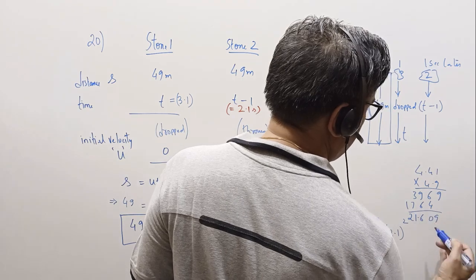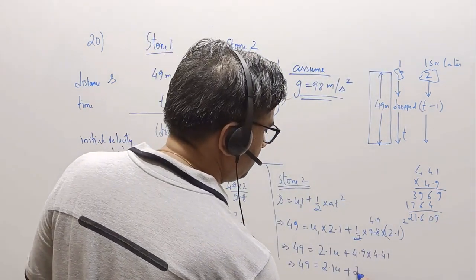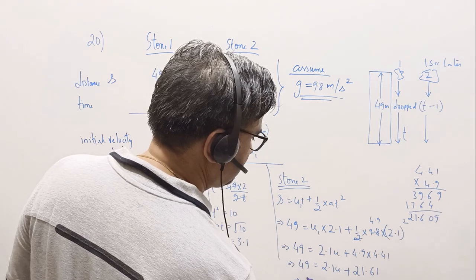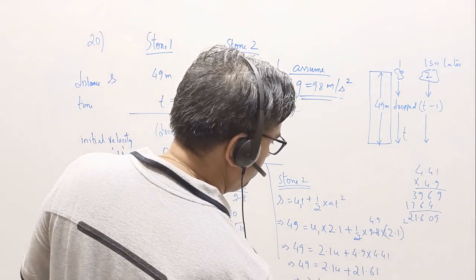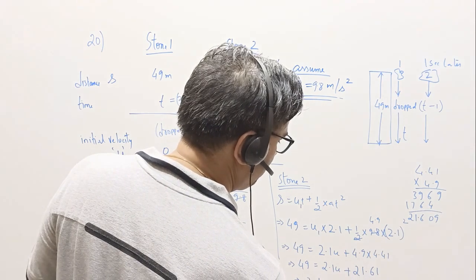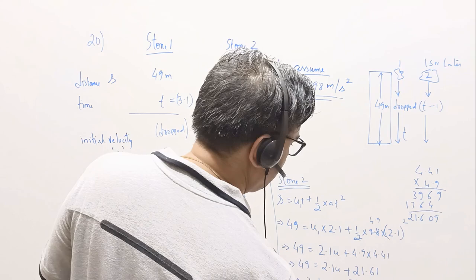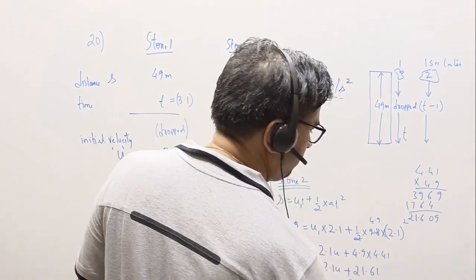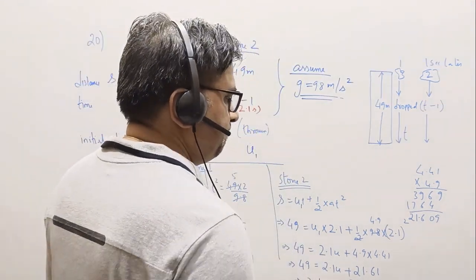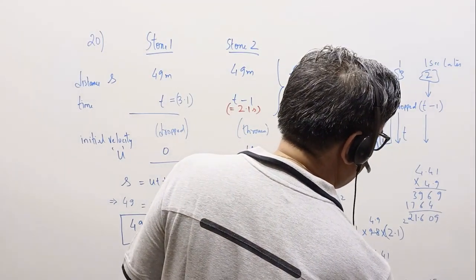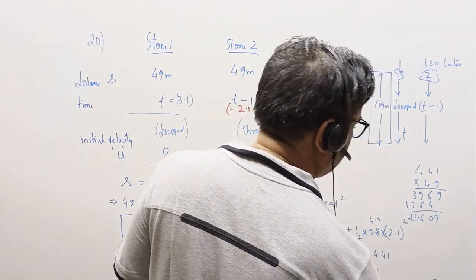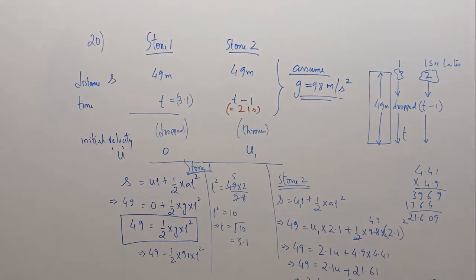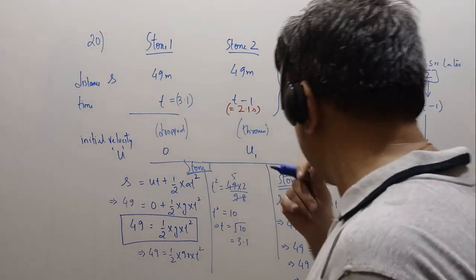Let's calculate 4.41 into 4.9. It comes to 21.609, approximately 21.61. So 2.1 u will be equal to 49 minus 21, and I'm just approximating this value, so it's 28, and therefore u will be 28 by 2.1, which will come to around 15 maybe. You can find the exact answer, but this is somewhere in the range, an approximate value that we can settle for in this calculation.